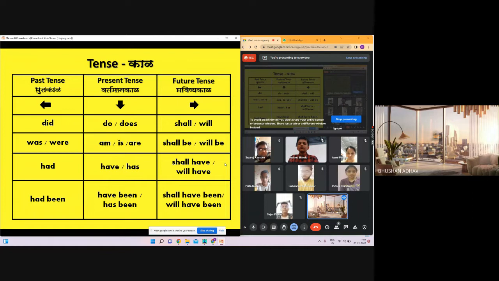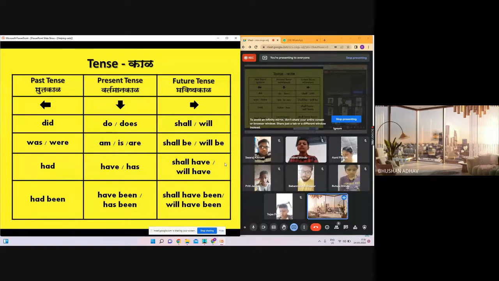And that is why you have to learn these 22 words by heart. Which are those 22 words? When you want to recognize the past tense, there are five verbs. Which are the five words? Did, was, were, had, and had been.